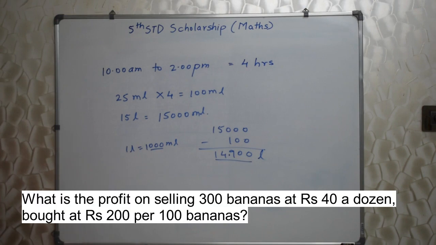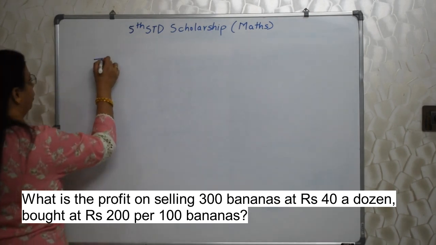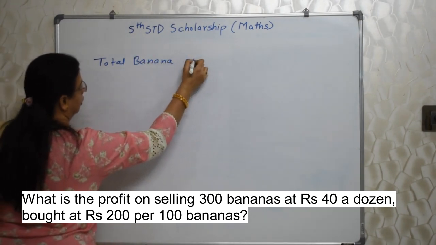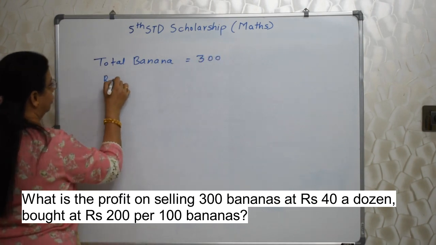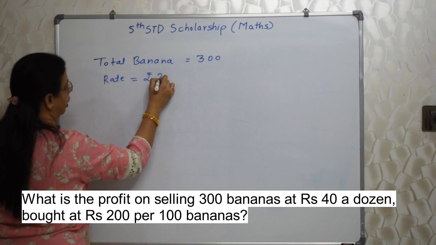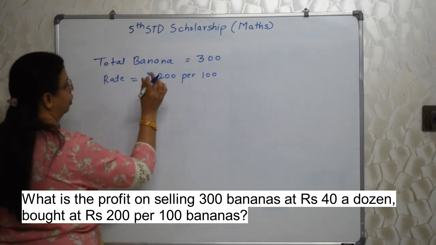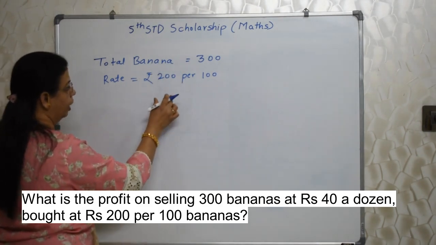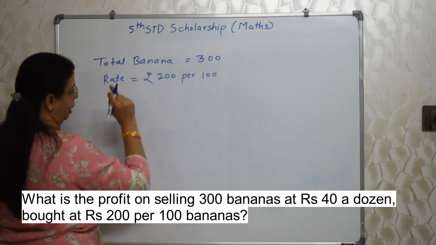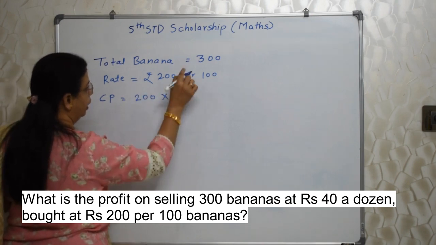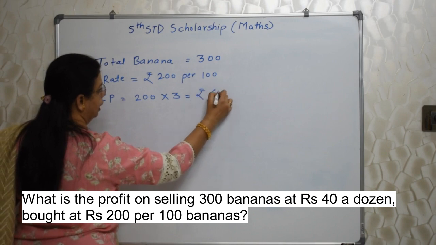What is the profit on selling 300 bananas at rupees 40 a dozen, bought at rupees 200 per 100 bananas? How many total bananas are there? What is the rate? Rupees 200 per 100 bananas. Right? So, he will have to pay 200 three times because he wants 300 bananas. So, total cost will be 200 three times. Then only he will get 300 bananas. So, rupees 600 is his cost.